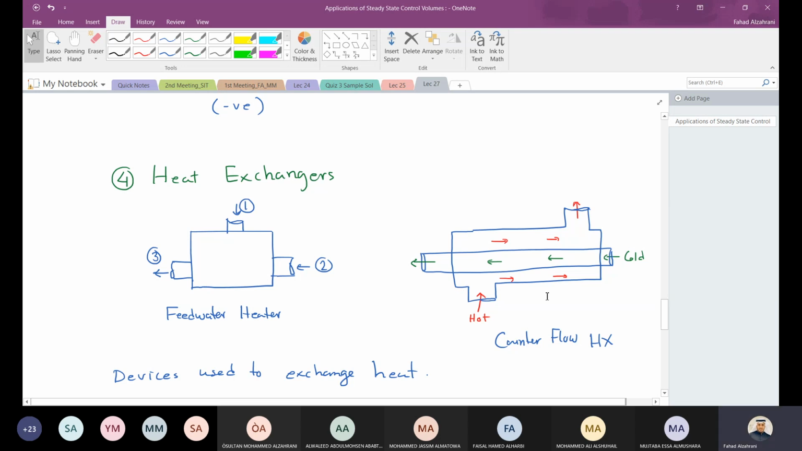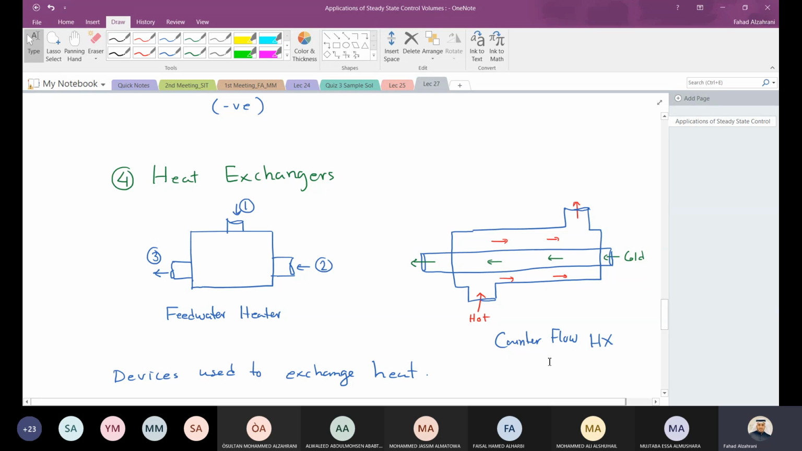Another example of a heat exchanger is what we call the counterflow heat exchanger. In the counterflow heat exchanger, I have one large pipe and another small pipe in the middle, inside this large pipe. So what happens is in the small pipe I put, for example, cold fluid, and in the bigger pipe outside I have hot fluid. So the hot fluid is moving and it is exchanging heat with the cold fluid. So heat transfer will go from the hot to the cold fluid.